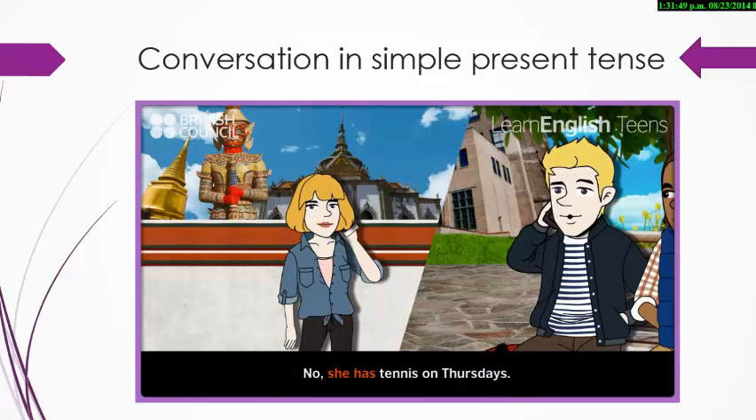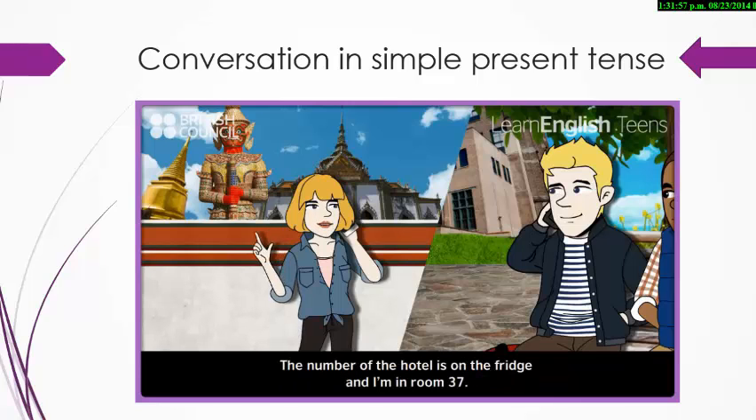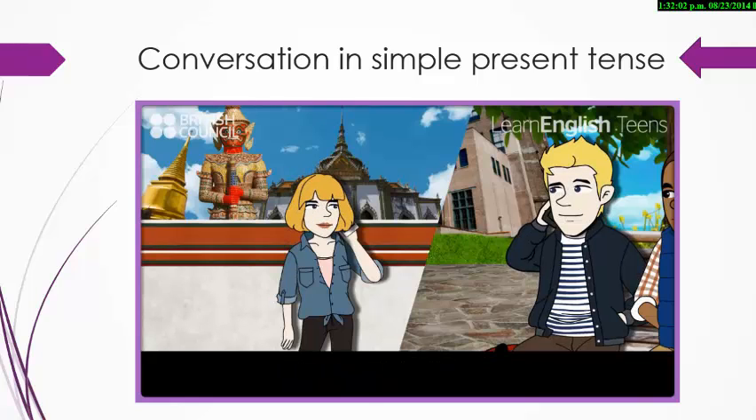No, she has tennis on Thursdays. Ah, of course. No problem. Listen, ask Daisy to phone me later, okay? The number of the hotel is on the fridge, and I'm in room 37. All right, Mum. Speak later. Watch out for the snakes. Thanks, Ollie. Bye, love. See you Sunday.